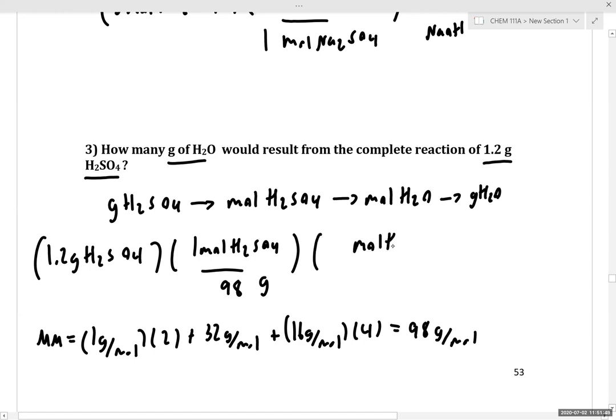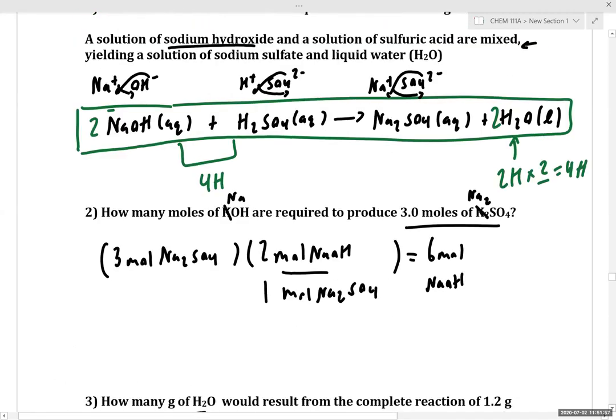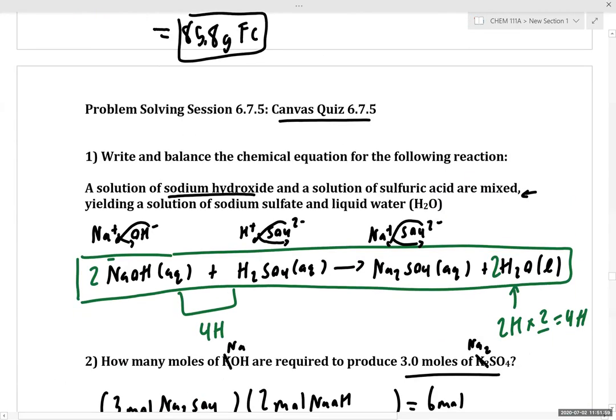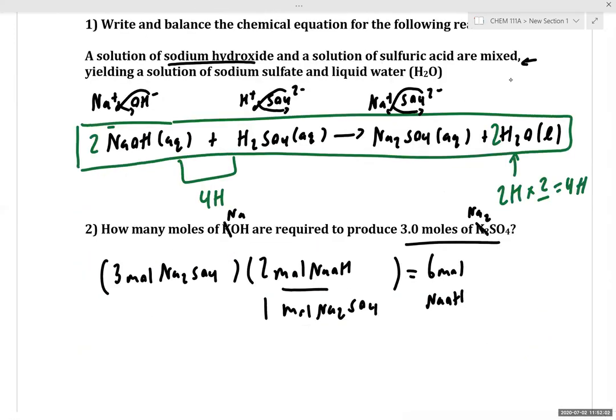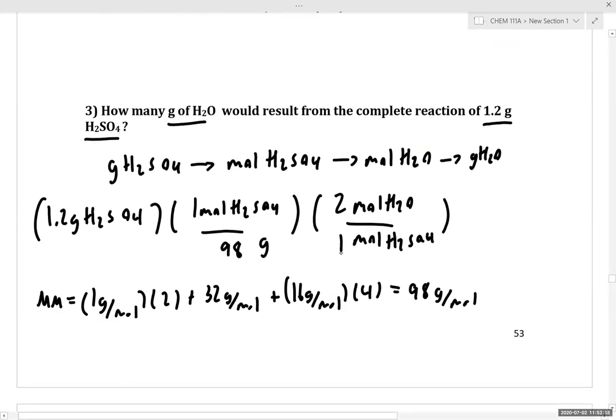Now let's look at our chemical equation and figure out how many moles of water do we make per mole of sulfuric acid. What's our mole to mole ratio of water to sulfuric acid? 2 to 1, exactly right. So we have 2 moles of water per 1 mole of sulfuric acid, and then we know that we have 18 grams of water per 1 mole.